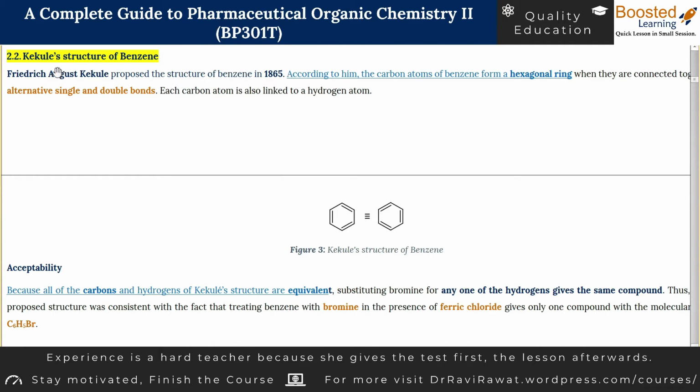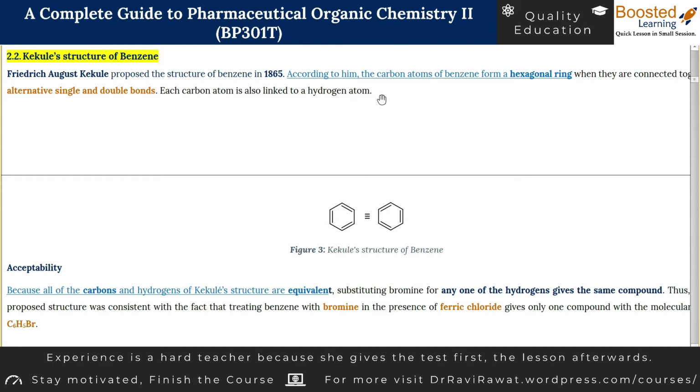So Kekule was the first person. His name was Friedrich August Kekule. He was a German scientist. And way back in 1865, he claimed to be the first person to say that he had derived the structure of benzene. He said that okay, C6 is the molecular formula of benzene, but let us move further.